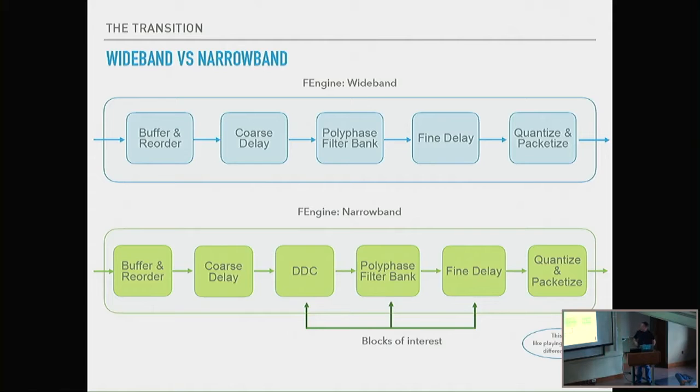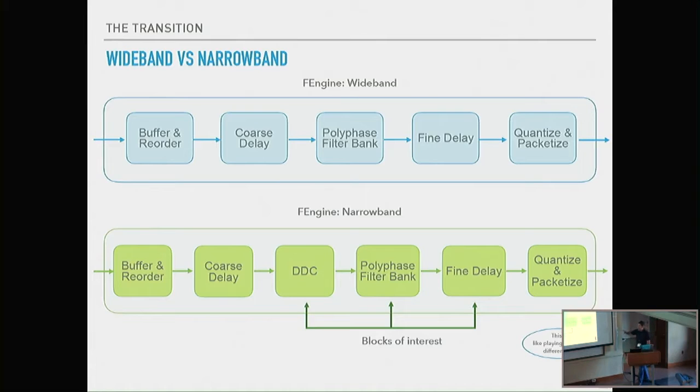And then it goes into our fine delay stage, which is, again, an adjustment for our delay tracking. It's just working on a finer scale, in other words, not integer multiples of our clock sample rate, which we're needing to adjust per F engine. And then finally, we quantize and packetize and send that data back out into the network, and anything that's interested, in our particular case for the correlator, our X engine, will then take in that data.